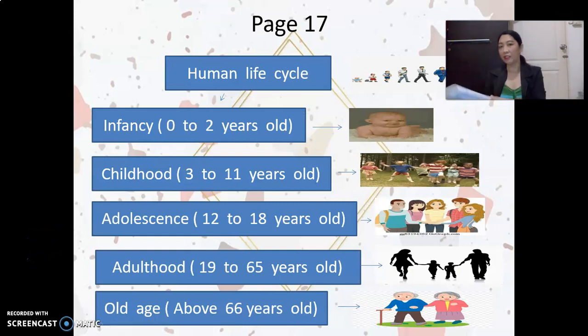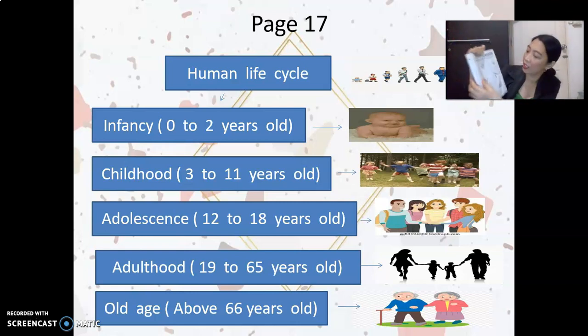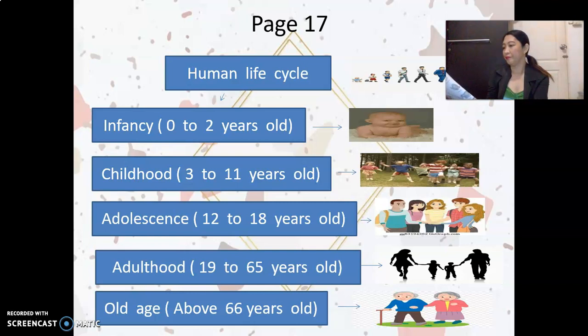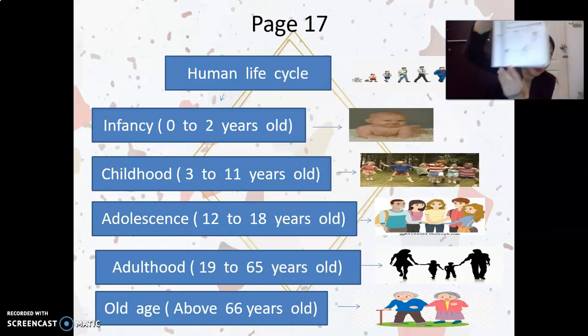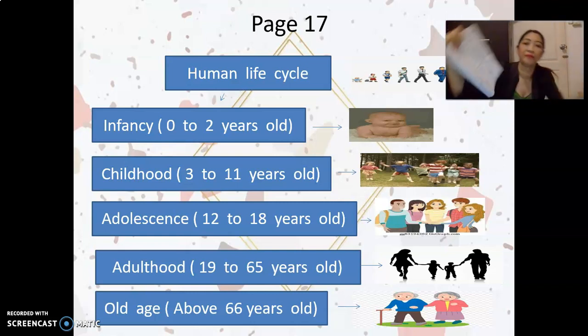Page 18 is the life cycle of a chicken. Number 1, egg. Number 2, hatchling. Number 3 is chick. And number 4, adult chicken. And for page number 20, page 20.